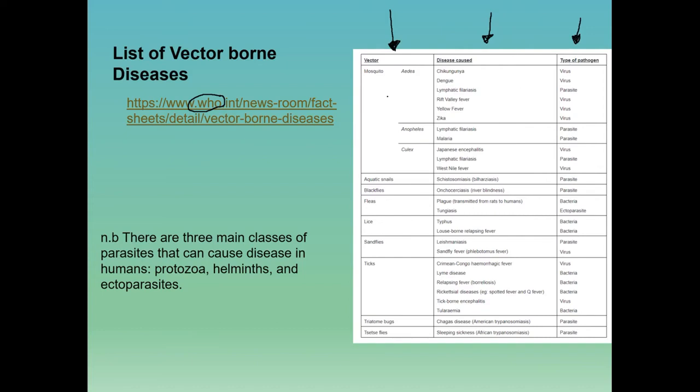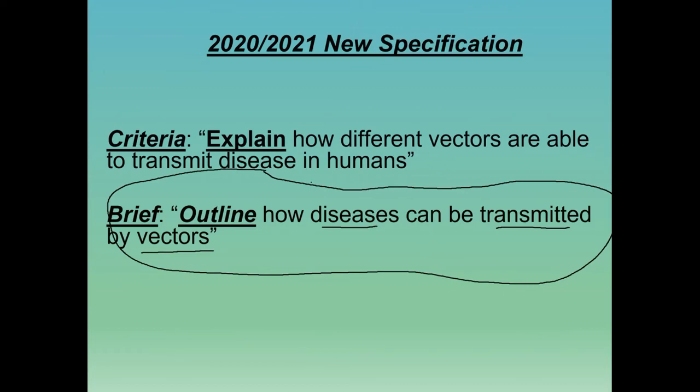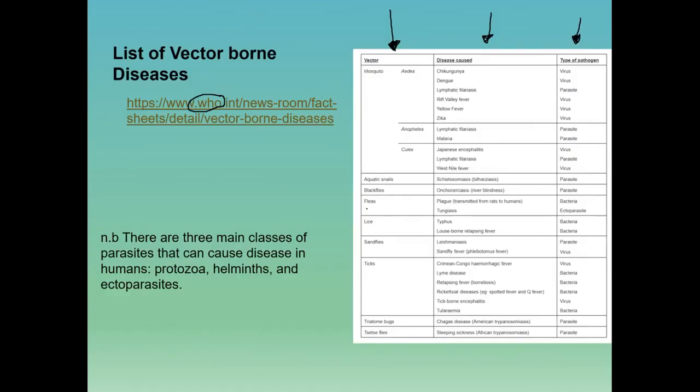So you've got some examples there, and when you look back at the criteria, it says explain how vector-borne diseases are caused. In fact, let me flick back. Explain how different vectors are able to transmit disease. Here you can give a variety of different examples. Here are the different vectors, and these are the diseases that they are caused by, and also what type of pathogen they're caused by. Now, virus we're okay with. We know what the structure and function of a virus is, and also bacteria, we're okay with that.